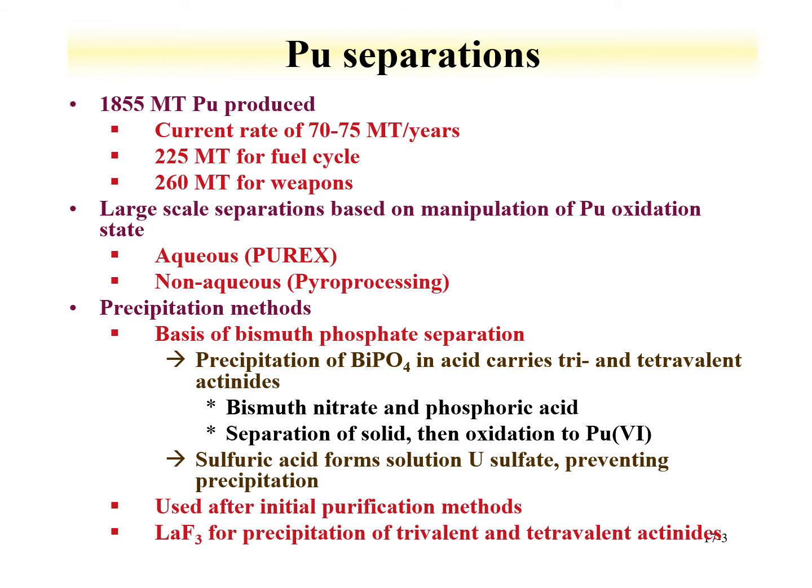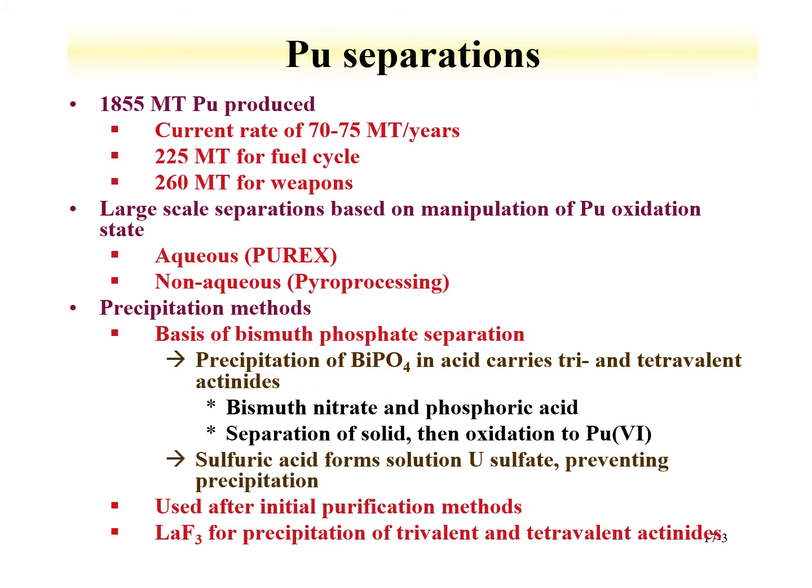As we discussed earlier, PUREX is a large-scale processing route for separation of plutonium. As we gave detail on this separation route in earlier lectures, it will not be covered for the plutonium. The first route for separating out plutonium on a large scale is the bismuth phosphate process. This was done during the Manhattan Project, and you get precipitates of bismuth phosphate in acid.